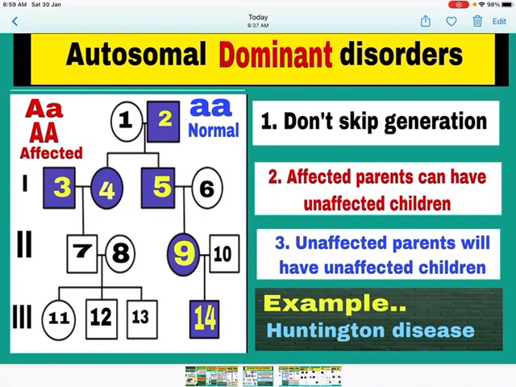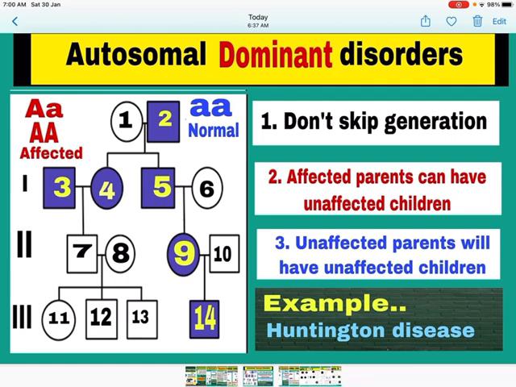Come to pattern number 3, autosomal dominant disorder. See the pedigree chart and check for some important clues. First, there is no skip in generation. You can see this disease in all generations, first, second and third. Next, see affected parents, number 3 and number 4. They have an unaffected child, number 7. This child is not affected even if both parents are affected.